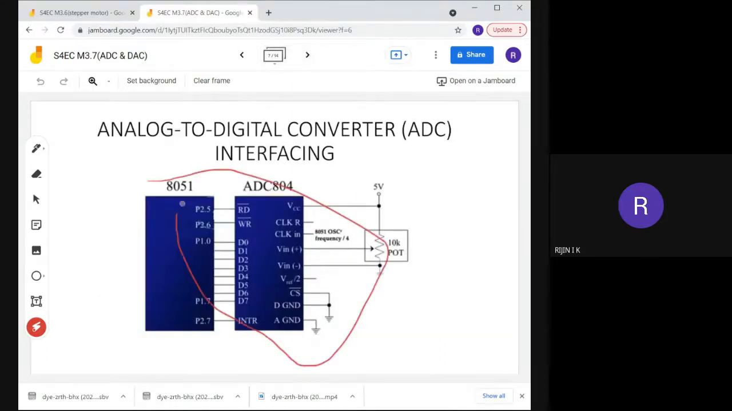So this is the interfacing diagram. As I said, we can give both the internal clock frequency and also an external clock. This is the external clock frequency diagram.